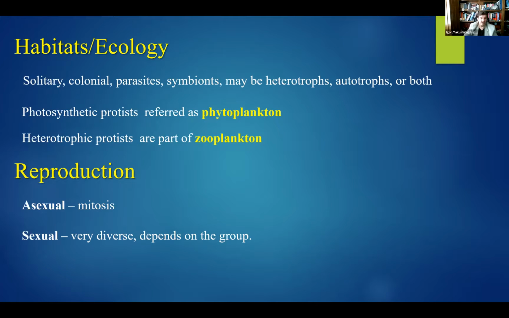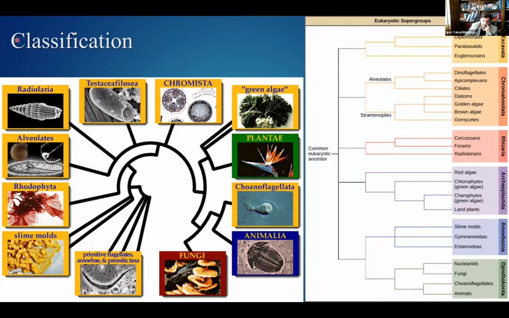So anyway, now let's take a look at the classification. Again, we're looking at the whole domain of Eukarya, right? The common eukaryotic ancestor starts splitting up into several major groups. This particular group, Opisthokonta, is where fungi as well as animals belong. There are a few other groups, and flagellates is one of those, where the colony of flagellates eventually evolves into what we know as animals. So a very, very important group. There are a few others.